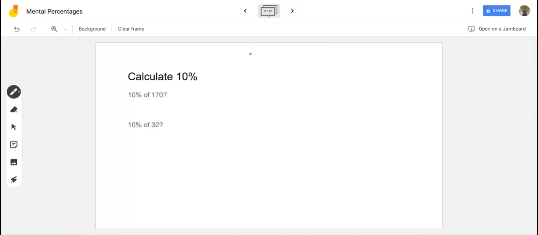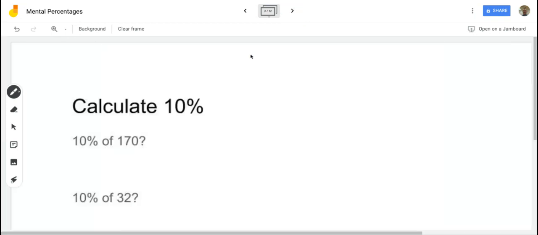So I'm looking here at calculating 10% of 170. In your mind, what is 10% of 170? You should have been able in your mind to say 10% of 170, I'm going to keep the digits, move the decimal. I got 17.0. You don't need to write the 0.0. I'm just doing it to show that the digits are there.